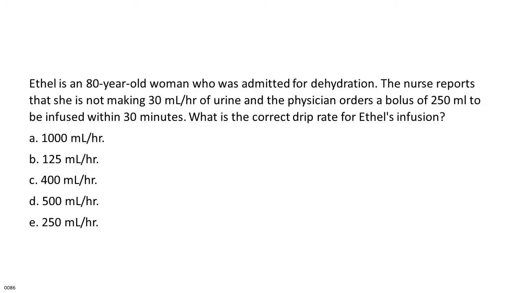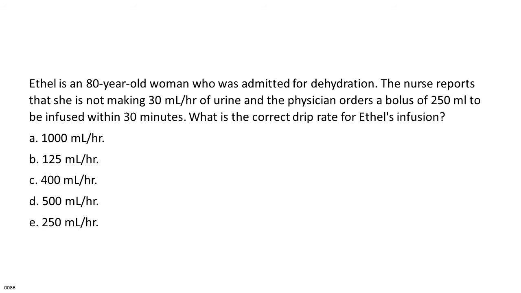Ethel is an 80-year-old woman who was admitted for dehydration. The nurse reports that she is not making 30 milliliters per hour of urine and the physician orders a bolus of 250 milliliters to be infused within 30 minutes. What is the correct drip rate for Ethel's infusion?